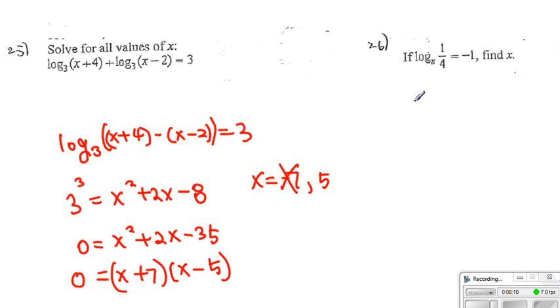How about number 26? So x to the negative 1 power is equal to 1 over 4. But in fact, 1 over 4 is also equal to 4 to the negative 1 power. And by comparison, you will realize that x has to be equal to 4.